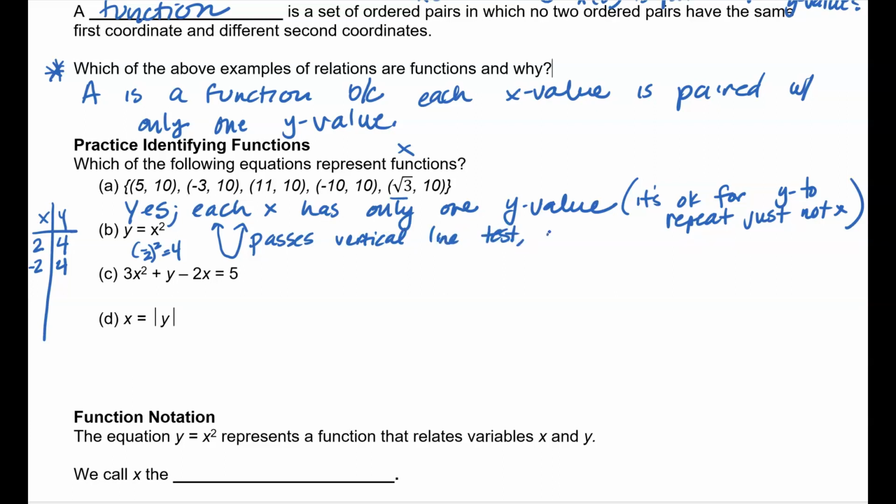So we say it is a function. You could have also said, forget the vertical line test, yes, it's a function because x will only be paired with one y. Every x only goes with one y.